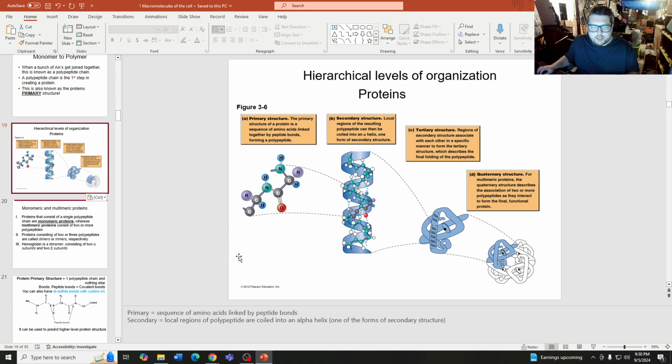Now, I mentioned earlier that in that whole chain, each of those individual components has a different composition and different properties. So they are going to fold.